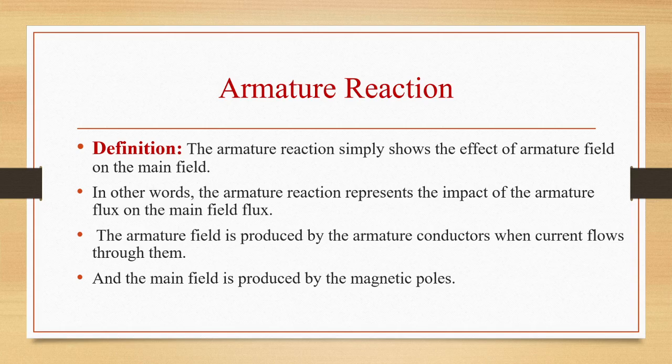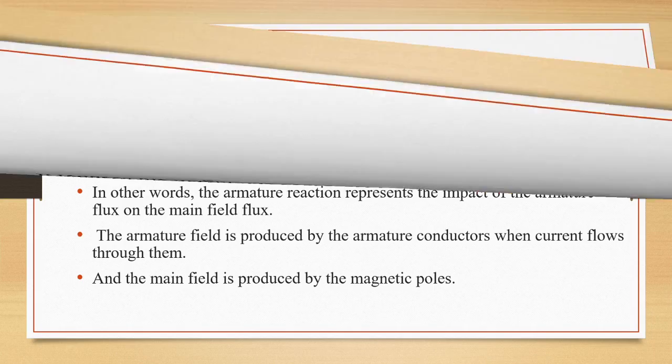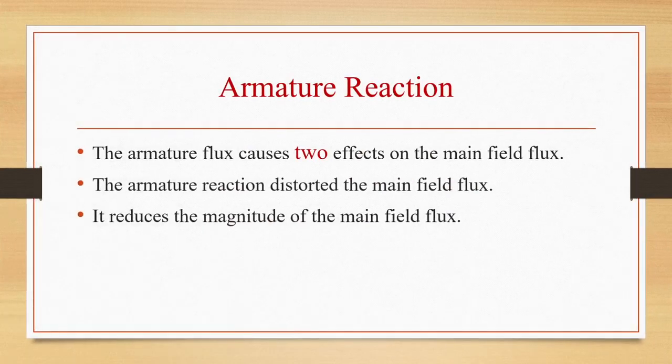Armature field is produced by the armature conductors when current flows through them, and the main field is produced by magnetic poles. Okay. So armature flux will cause two effects on the main field flux. See here, I have put a red mark also for the two effects that will be there because of armature reaction.